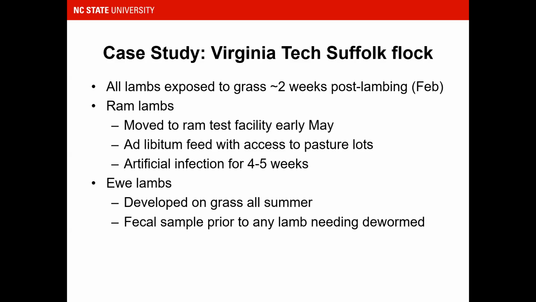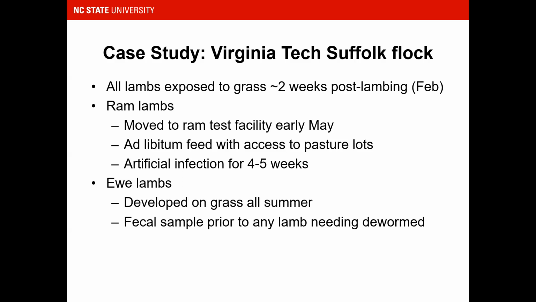All the lambs are exposed to grass roughly 2 weeks post-lambing. They don't have a whole lot of barn space at that facility, so they can't keep all the pairs inside. So once those sheep come out of the jug, they go into group pens, and once everyone's acclimated, they head out to paddocks outside the barn. So they're exposed to parasites pretty early in life. In early May, the rams are moved up to the ram test facility to be fed up there. And they are provided ad libitum feed access, full feed, but they do have access to pasture lots. So they can get some natural infection.